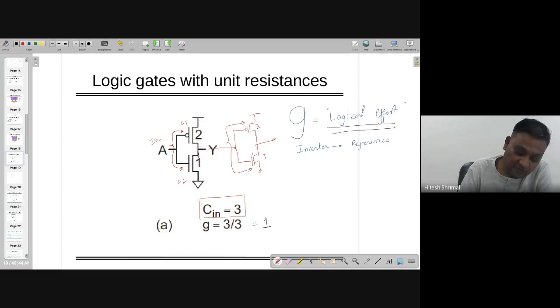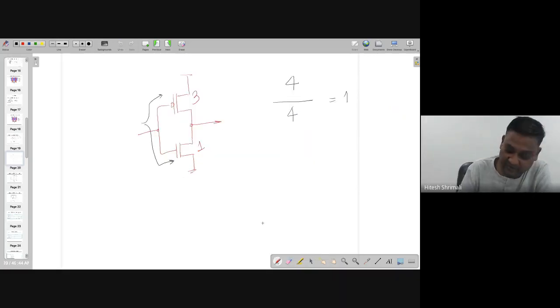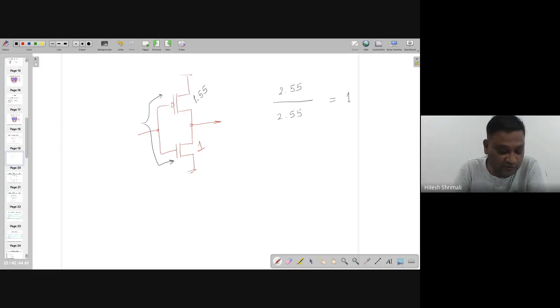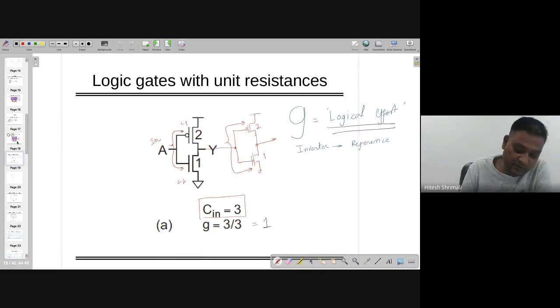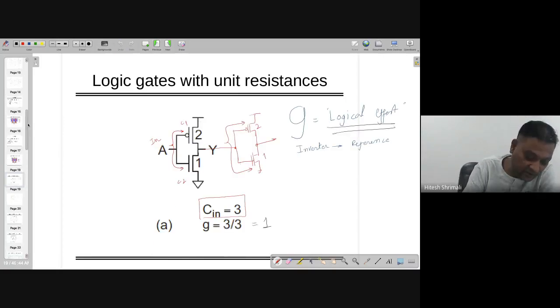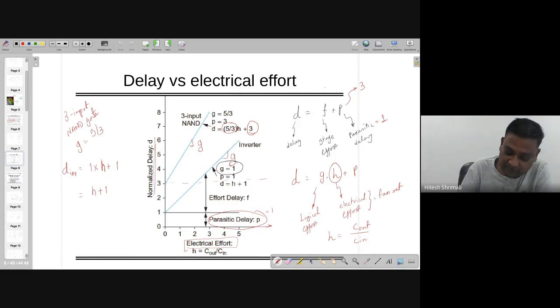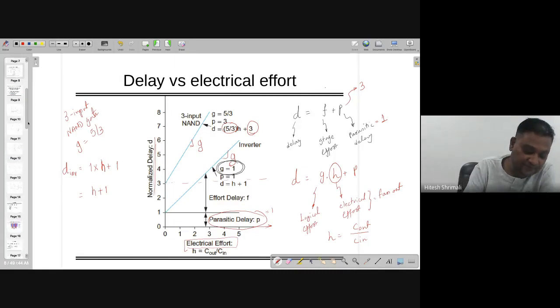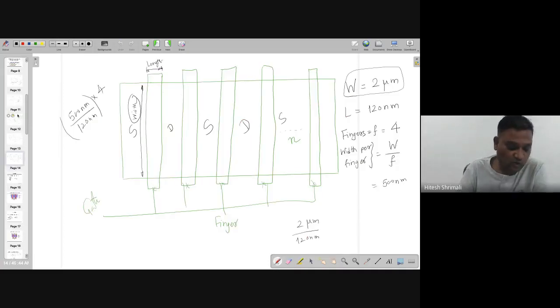Either you are taking 1 and 2, 1 and 3, or maybe with Simica, which is coming out as 1.55, then this will be equal to 2.55 divided by 2.55. Still the ratio remains the same. So the logical effort of an inverter is equal to 1. That is what we have taken over here in the plot. If you remember, this plot has G equal to 1. So G remains the same. The ratio is 1.